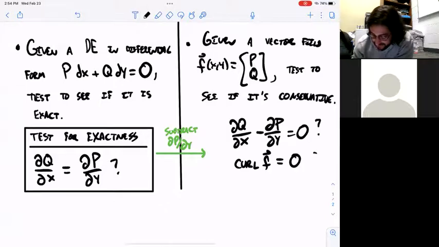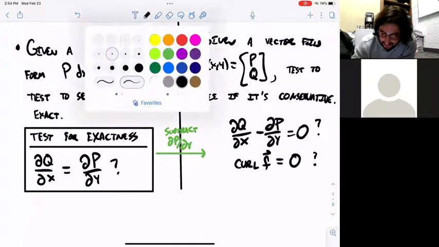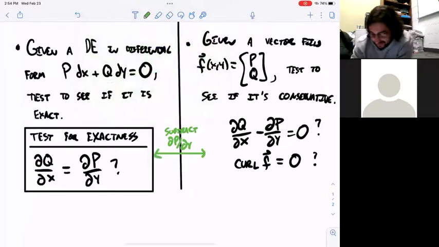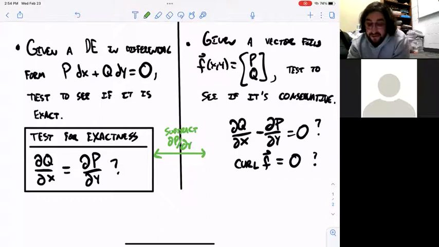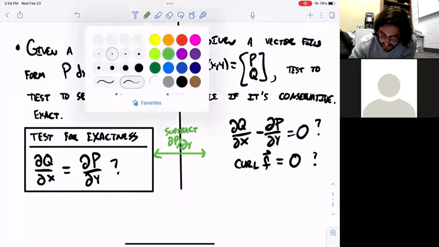So asking if a vector field is conservative and testing if the curl equals 0 is identical to the test for exactness, right? These two correspond perfectly with each other. The vector field PQ is conservative if and only if the differential equation p dx plus q dy equals 0 is exact, right? They align perfectly.